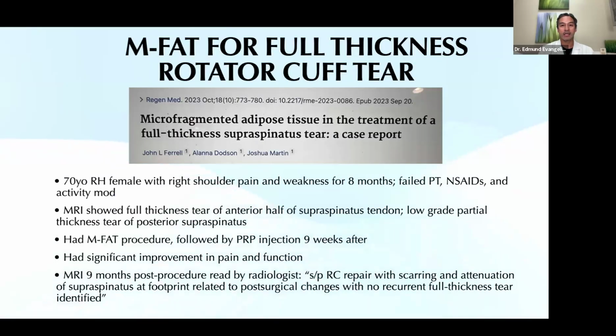So let's review some of the studies on MFAT, specifically for tendon tears. This is a study using MFAT published in October 2023 by John Farrell et al. It's a case report of a 70-year-old right-handed female with right shoulder pain and weakness for 8 months, who had failed traditional conservative care. The MRI showed a full thickness tear of the anterior half of the supraspinatus tendon, so a full thickness partial width tear, so not the entire tendon, but the front half of the tendon was torn, and there was some low-grade partial tearing of the posterior part of that tendon.